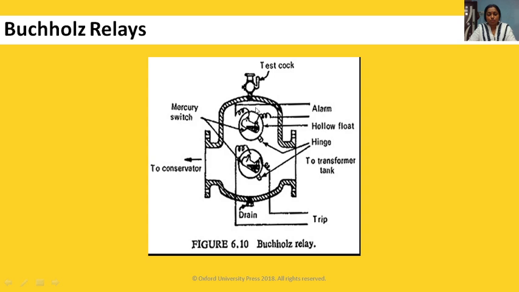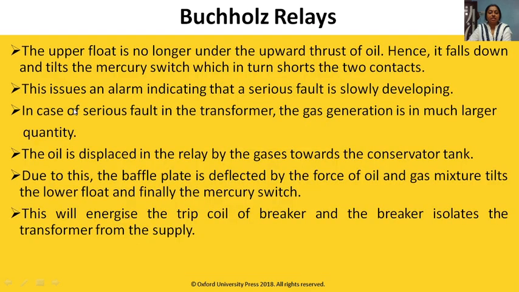when small pressure or small heating of the oil is there, the oil level of the transformer tank reduces, then there is gas formation in the Buchholz relay, and this will tilt this float, and this will give alarm that a fault is developing. This issues an alarm indicating that a serious fault is slowly developing. So either we have to check the transformer oil, or we need to take care of the other things related to the transformer.